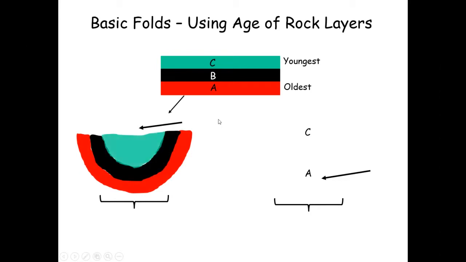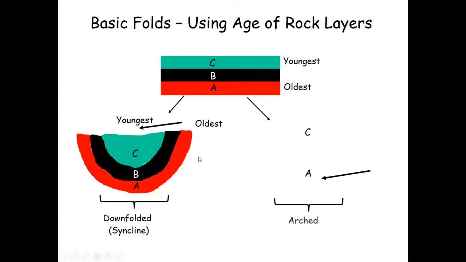If we downfold the layers, here's A, here's B, here's C, we see that as we go towards the center of the fold, we are going from oldest to youngest, indicating that we have a syncline here. So the layers dip towards the center and the age of the rock becomes younger towards the middle.